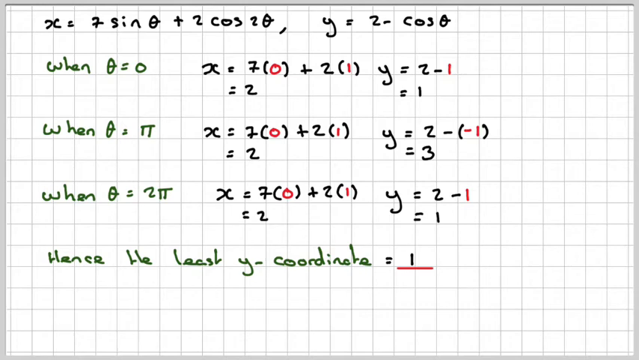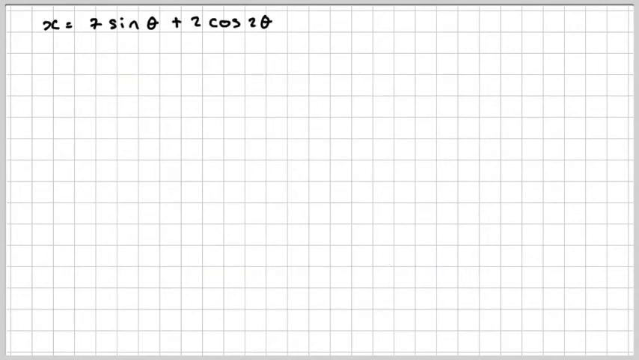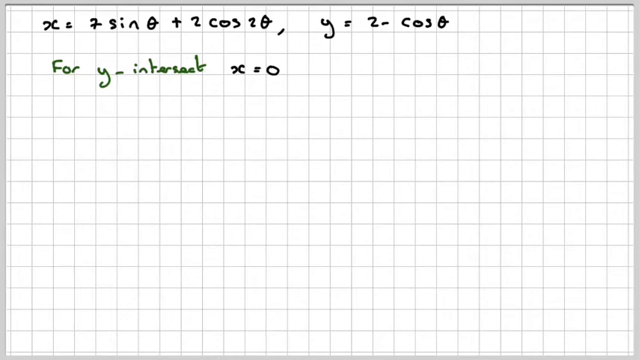Okay, but the easiest way would be just by looking at this being plus or minus 1. However, carrying on, for part B, for the y-intercept, x has to be equal to 0. So this is going to involve us solving a trig equation. So we need to put this bit equal to 0. So we've got 7 sine theta plus 2 cos 2 theta is equal to 0.